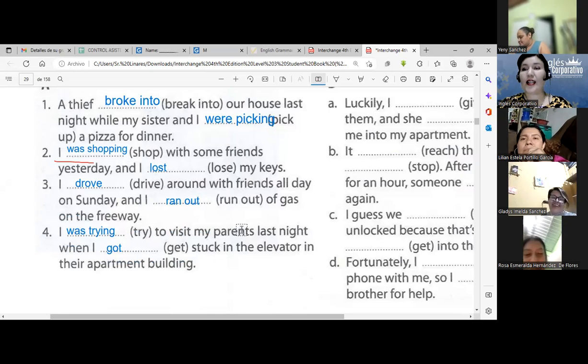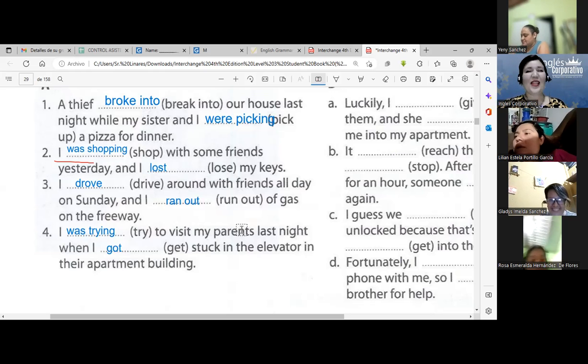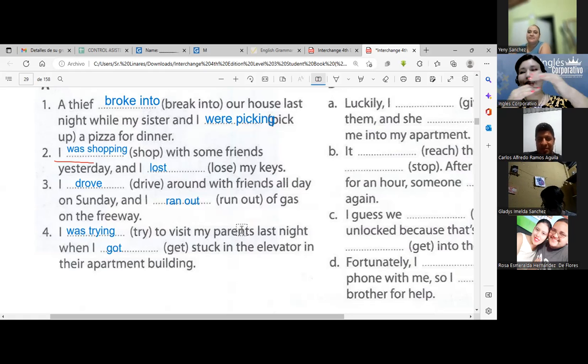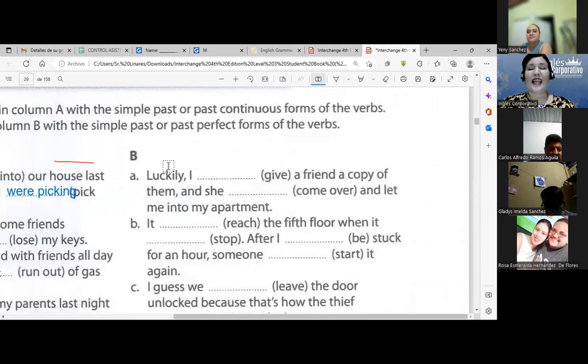Have you ever gotten stuck in an elevator, people? Did you? Yes. That's horrible. That's really horrible. Yeah. And you are like, even when it is one floor, you feel that you are going to die.